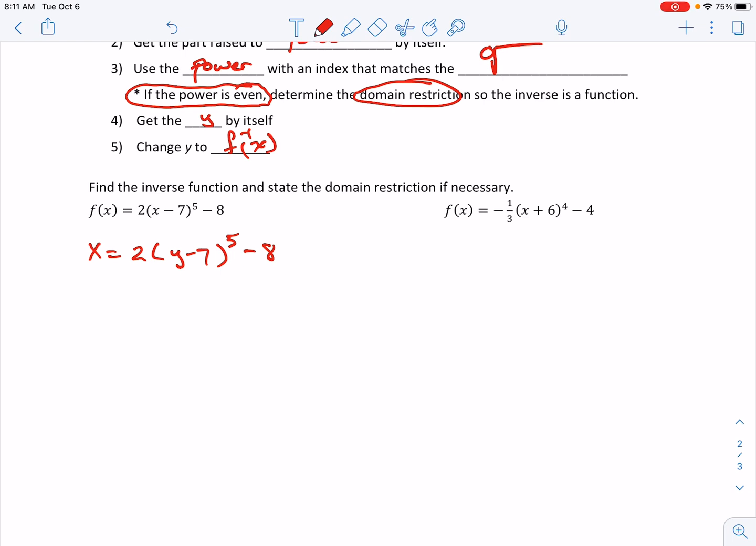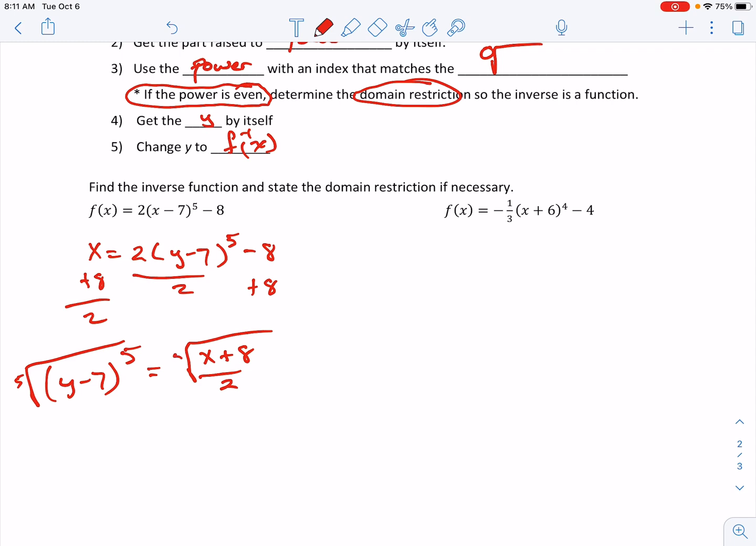We're going to get these parentheses by itself. We're going to add 8 to both sides, then divide by 2. So (y minus 7) to the power of 5 is equal to (x plus 8) over 2. We're going to take the fifth root of both sides. The fifth root is important, we put that 5 there. Make sure the radical comes down and covers that whole fraction. So y minus 7 equals the fifth root of (x plus 8) over 2. And we add 7. Now this 7 is going after the root. It does not go inside.